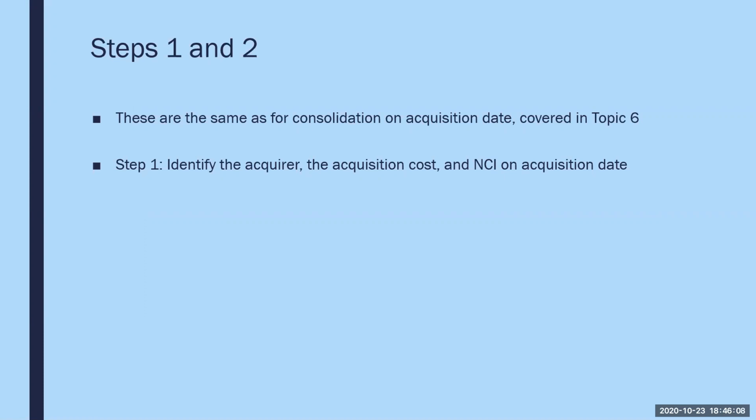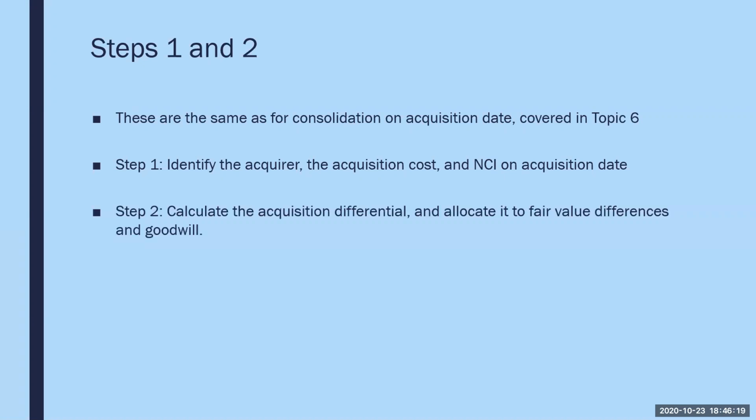So in most cases, it is going to be a straightforward situation where it is fairly simple to identify the acquirer and the acquisition. And step 2, which you would also have looked at in topic 6, business combinations, is where we calculate the acquisition differential and allocate it to fair value differences, with the difference being allocated to goodwill.